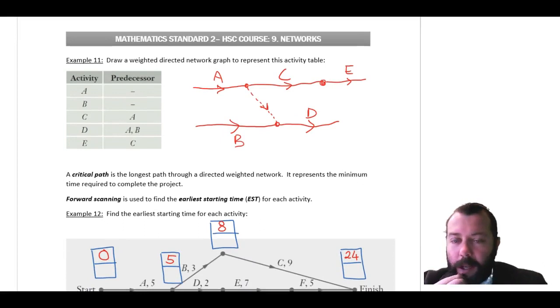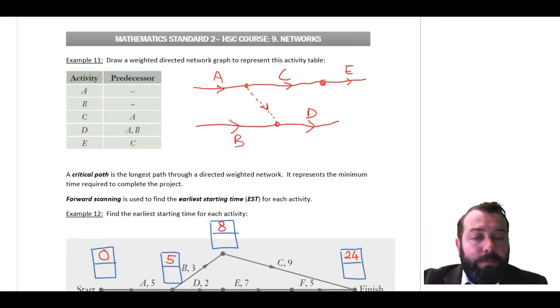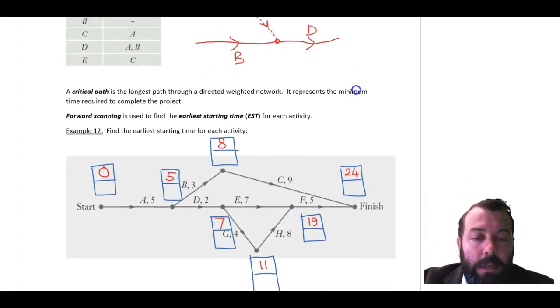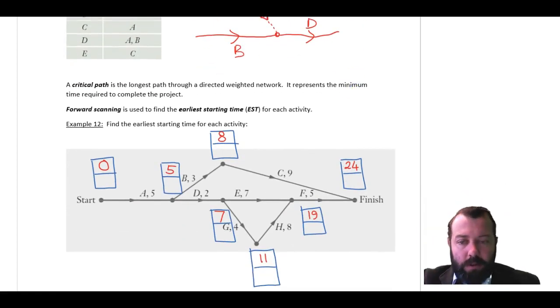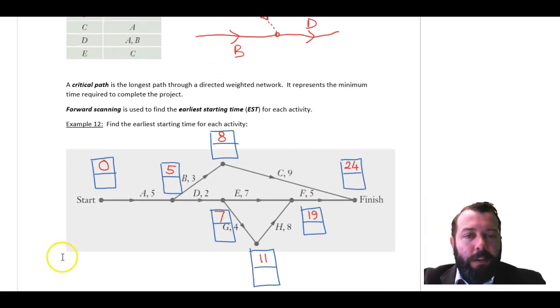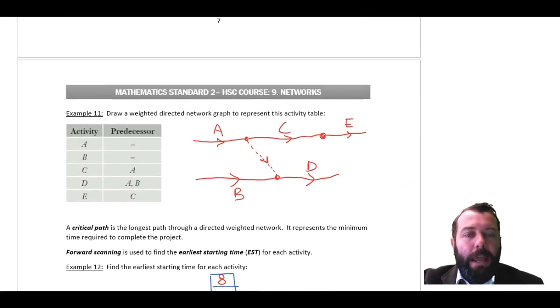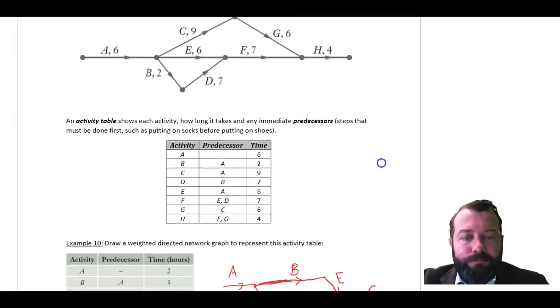Now, we are going to move along to the idea of a critical path, earliest starting time, and forward scanning. Oh, actually, I'll need to delete a couple of things here. Actually, no, this video is getting out of control. I'll make it a part A and a part B. Okay, let's just sum up what we've got going on here.